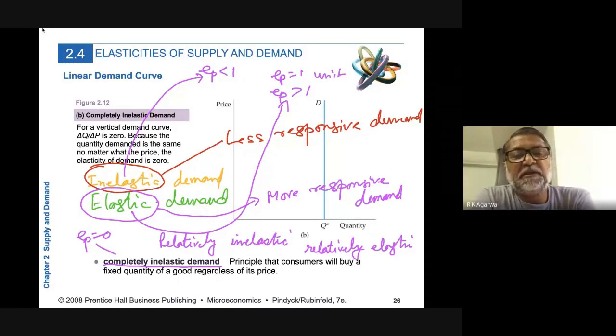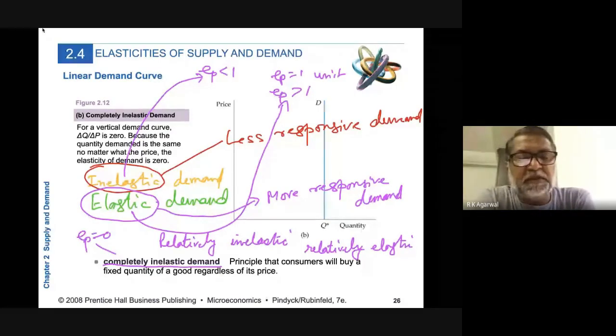Elastic demand, inelastic demand, relatively elastic demand, relatively inelastic demand, completely inelastic demand, completely elastic demand, unit elasticity. So this is nothing but just the lingo of elasticity, and I hope you have understood it. If you have not, please let me know.